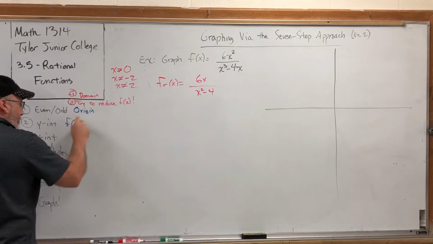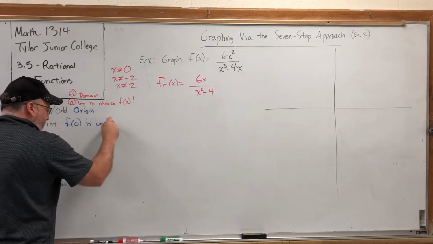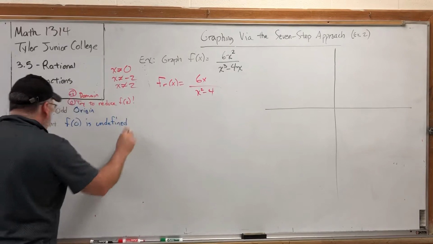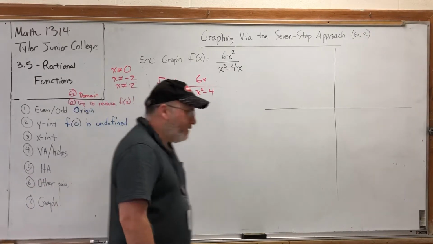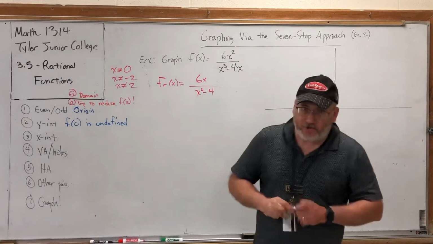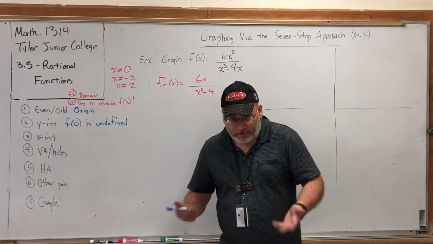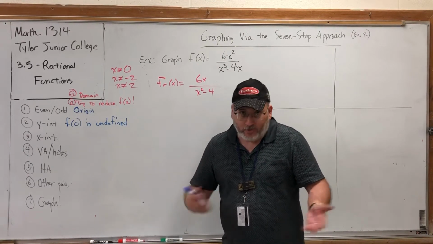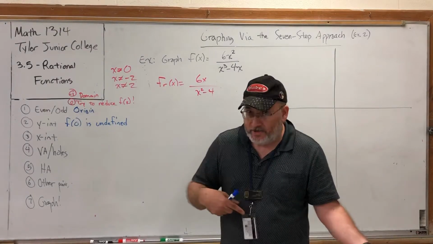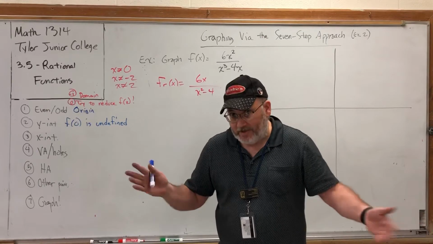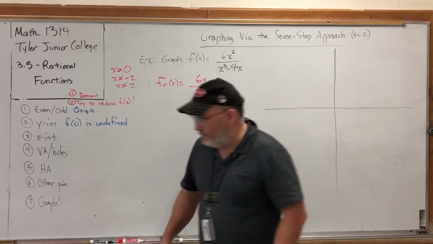F of 0 is undefined. And to be honest with you, you should use the original function for the even-odd discussion. I'll tell you right now, the only difference between the original function and its reduced version, the only difference in their graphs, excuse me, the original might have a hole that the reduced one didn't. Everything else is the same, asymptotes, intercepts, etc.